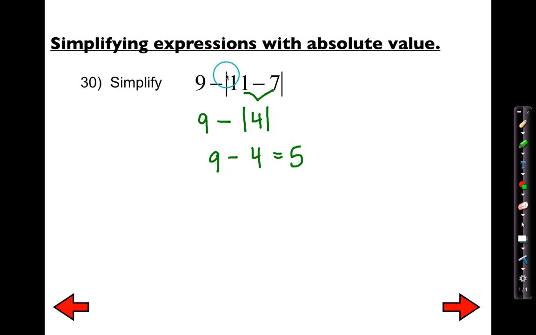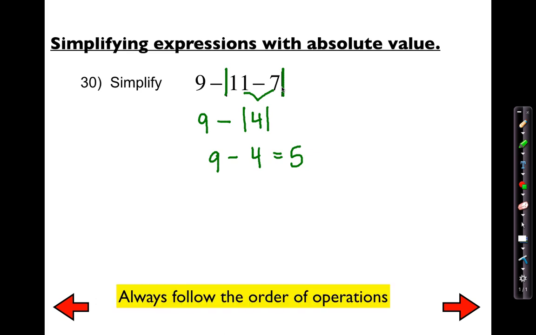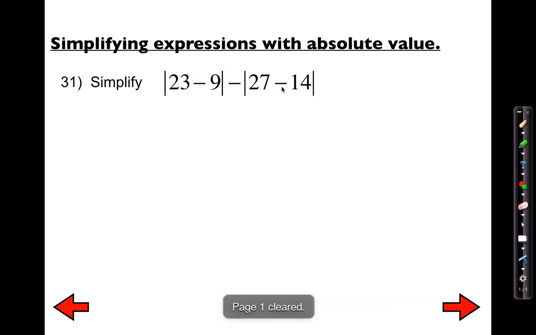So the important thing to understand is the absolute value is treated as if it's a parenthesis because it's technically a grouping, and we would take care of that before we move on to any multiplication, division, addition, or subtraction. So it's important to remember to follow order of operations. Okay, so now at this point, I want you to challenge yourself. Go ahead and pause the video and try this one by yourself.